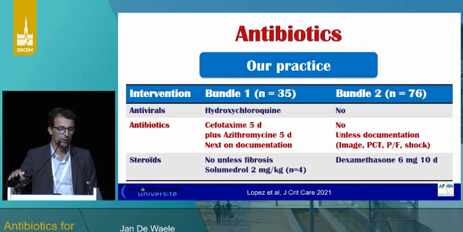In the second wave, we developed a second bundle with no antivirals, no hydroxychloroquine, no systematic antibiotics unless documented, based on imaging, PCT, the PCT-ferritin ratio, and the shock state with a need for vasopressors. And we used dexamethasone 6 mg for 10 days for all patients.